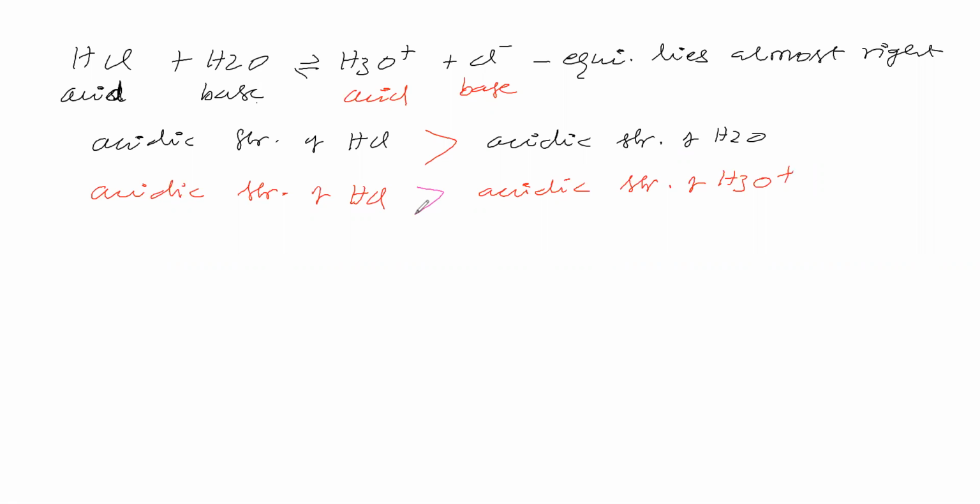But what does the experimental result say? As per experimental result, these two are equal. Acidic strength of HCl is equal to acidic strength of H3O plus in aqueous solution. This is called the leveling effect. Leveling effect we will see later.